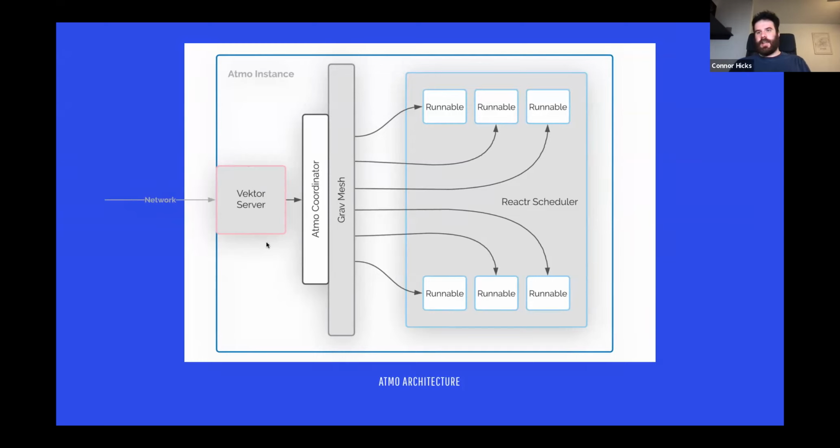It does all the routing, and it does all sorts of logging and ensuring that your application is being handled with the best performance possible. And it hands individual requests off to what's called the Atmo Coordinator. And the coordinator is kind of the brains of Atmo. It's the glue that sticks these three building blocks together.